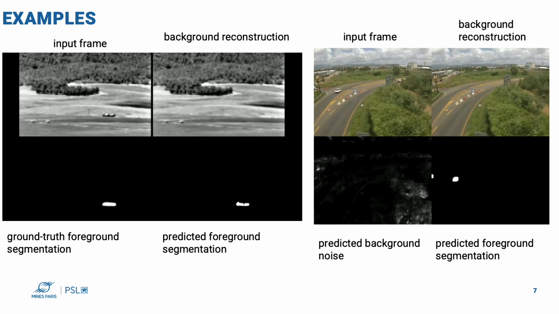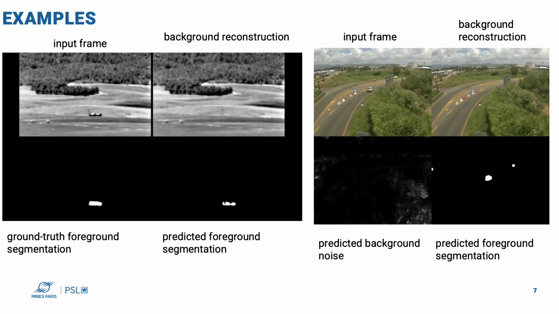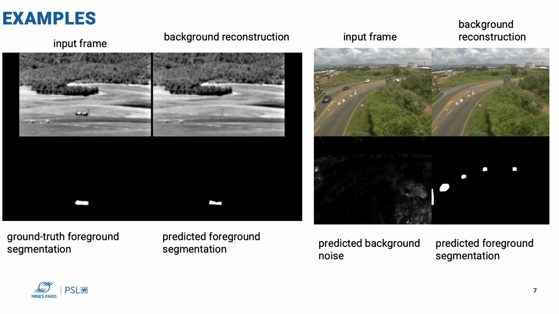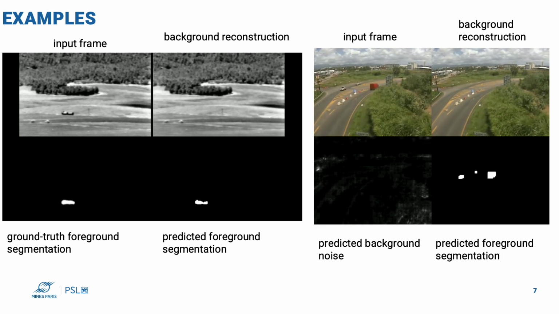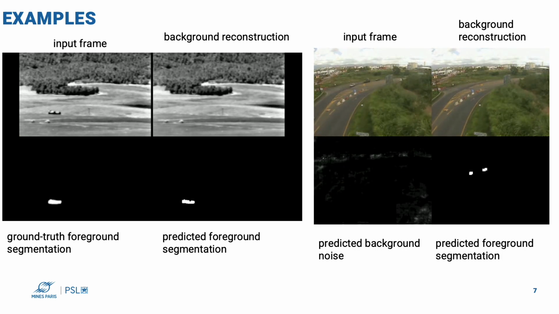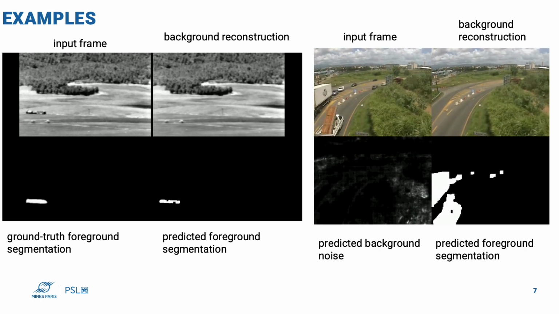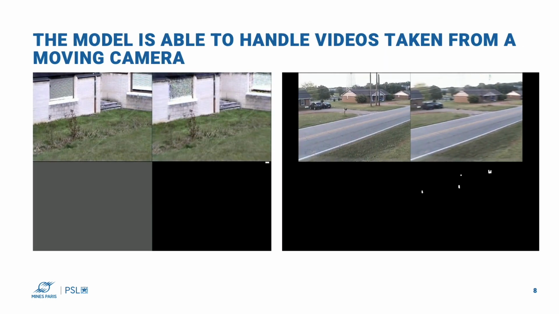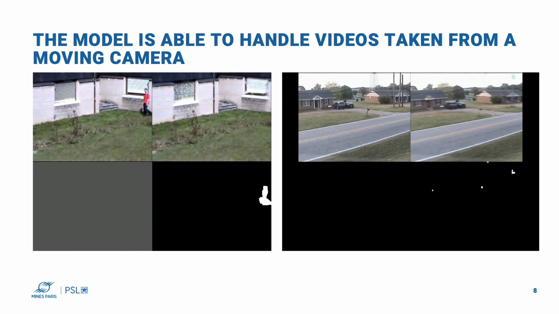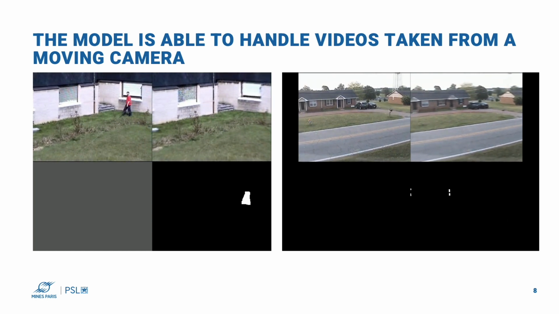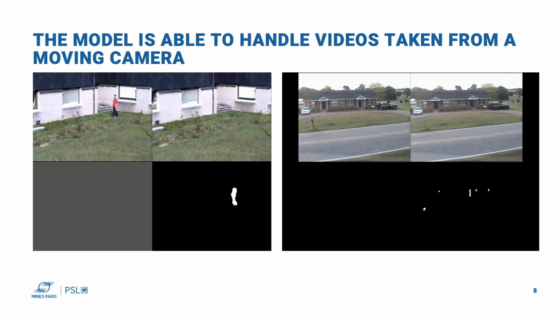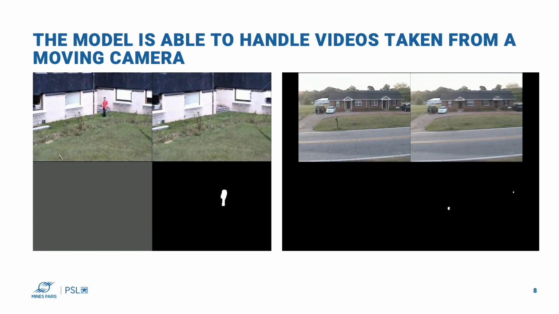Let's have a look at some examples of background reconstruction and foreground segmentation. The first video shows a very high level of turbulence. The second video shows a dynamic background with moving grass, moving clouds, and substantial illumination change. Let's now have a look at some videos involving substantial camera movements. The first video involves some zoom, and the second video is taken from a moving camera.